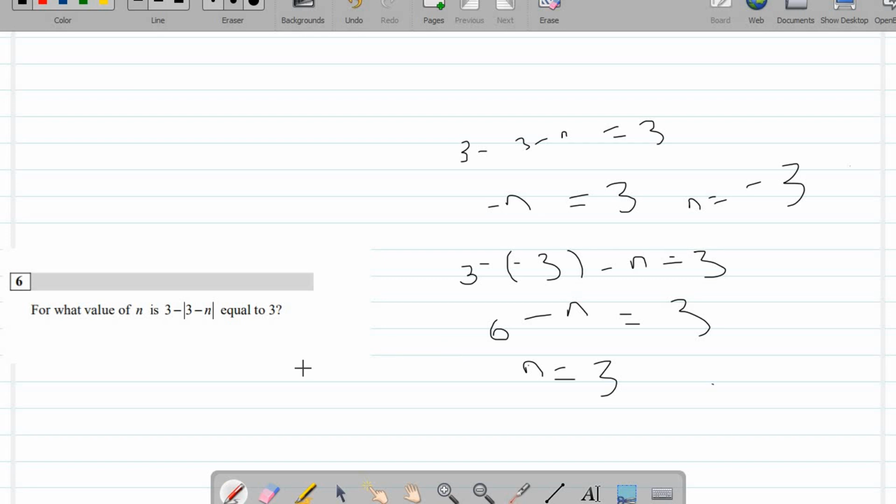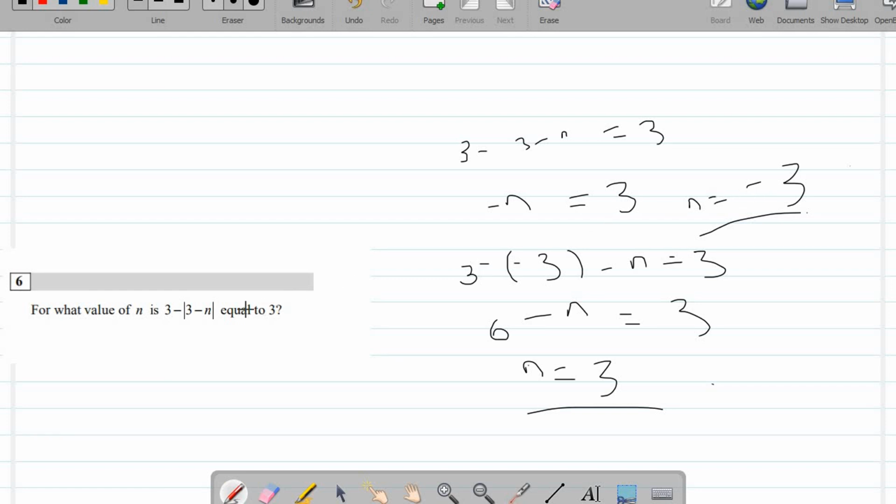Now, how would you know which of them you should pick as your option? Now look at 3 minus n inside there. The absolute value of whatever is inside there should not give you a negative figure. It actually gives you 0. So if you put 3 there, 3 minus 3 is 0. So 3 minus this one is going to give you 3.